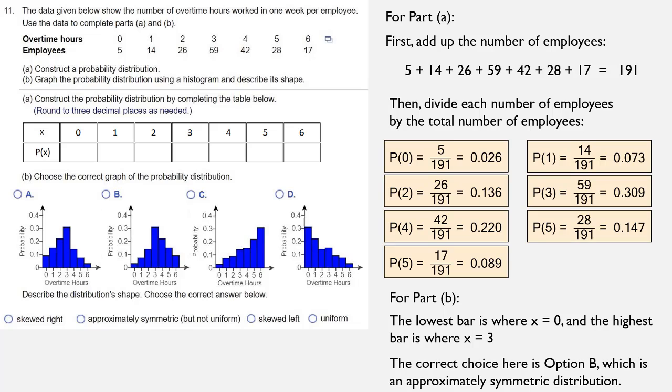Now option B looks pretty symmetric, right? It's not completely symmetric, but we would say it's approximately symmetric, but not uniform. And that's the answer to question 11.